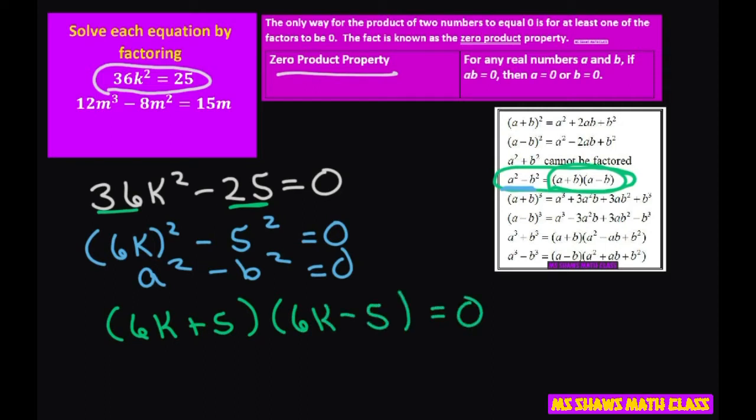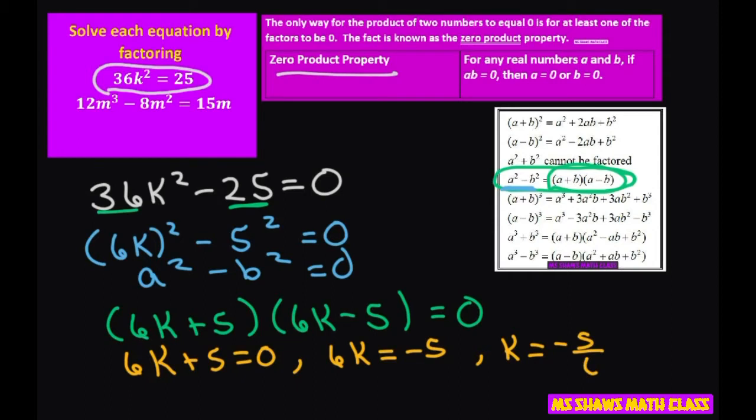Now set both of these to 0, so you have 6k plus 5 equals 0. And then you subtract 5, you get 6k equals negative 5. And divide both sides by 6, so you get k equals negative 5/6. Again, when you do this one, it's the same thing. But you're going to add 5, so you're going to get 6k equals 5. So k equals positive 5/6.